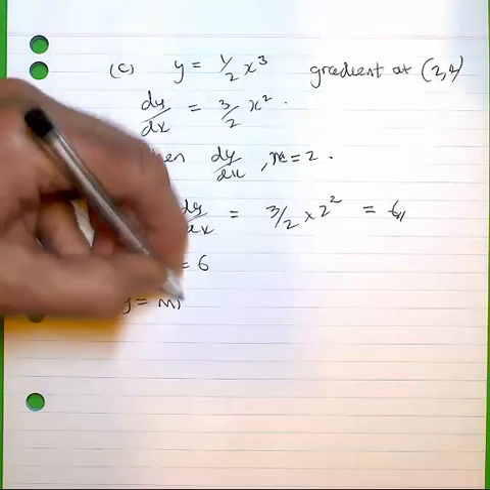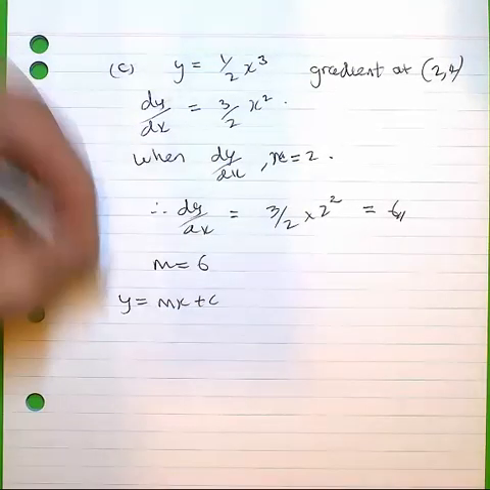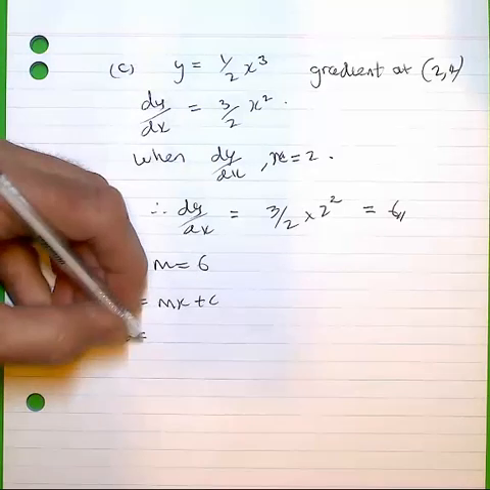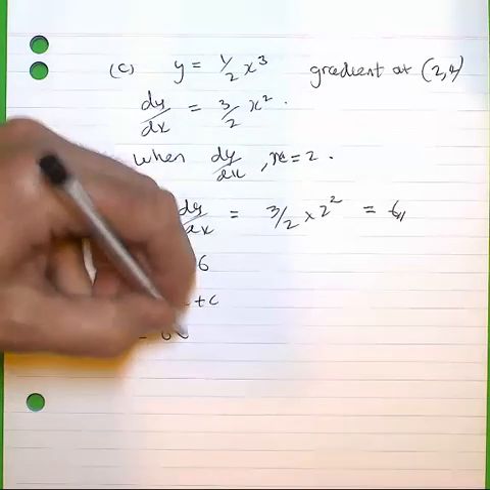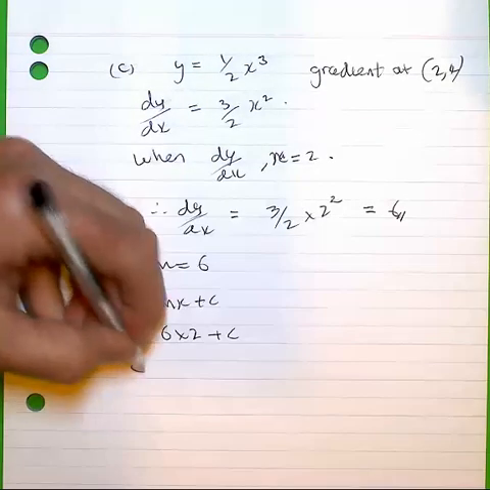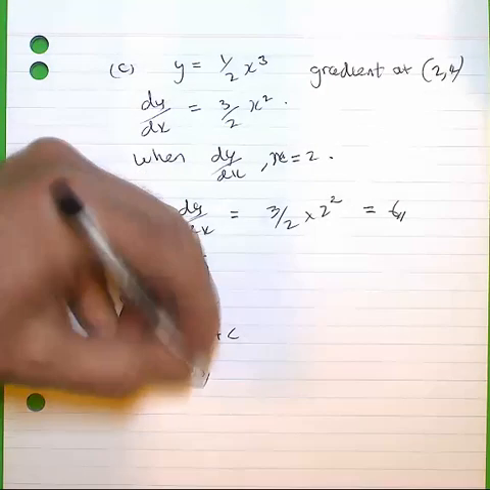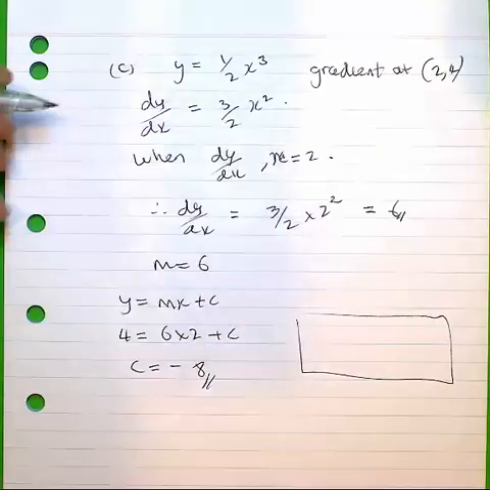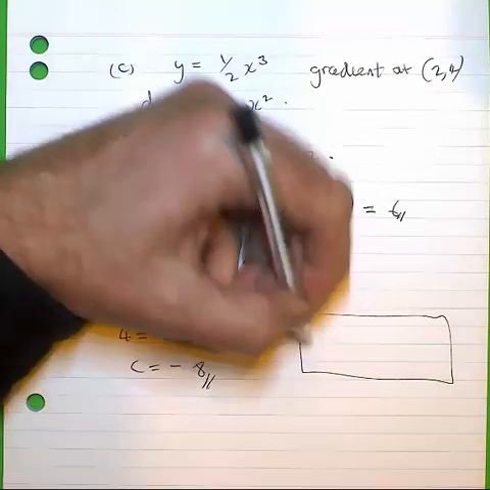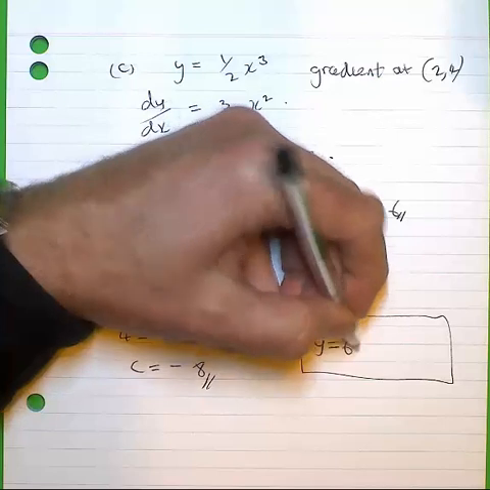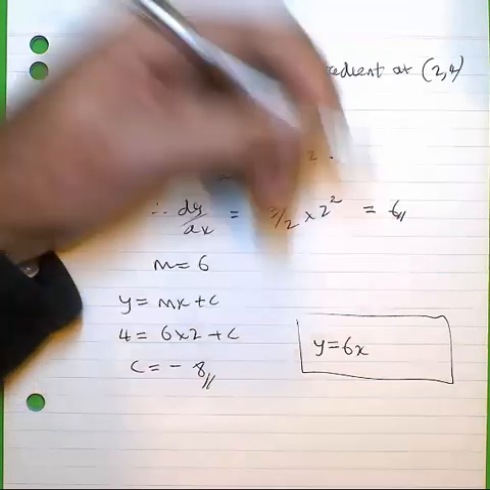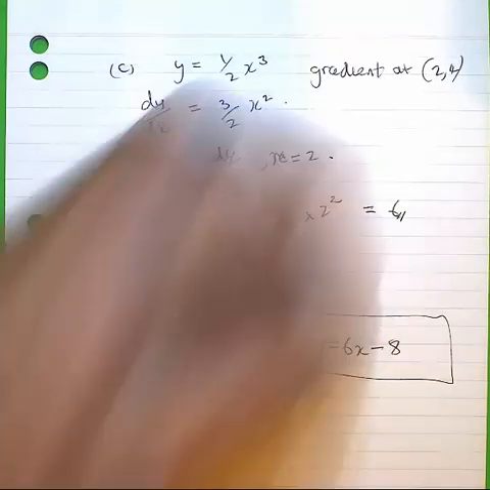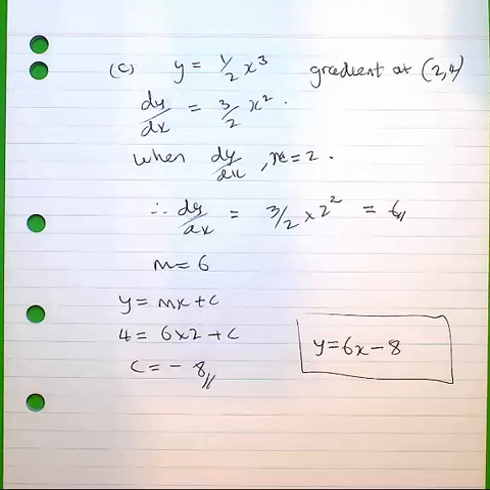To find the equation, y is equal to mx plus c. 4 is then equal to 6 times 2 plus c. c is -8. So my tangent is y is equal to 6x minus 8. Once again, if you want to put that into your calculator and double check it, it might be worth your while.